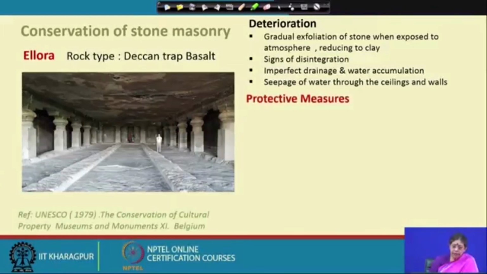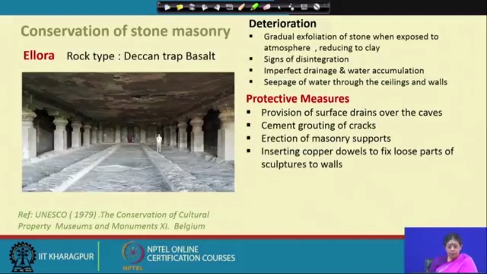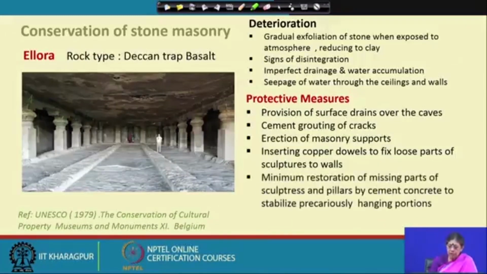So, let us see what the protective measures are here. The provision of surface drain, so the drainage of the water around the caves is very important. Cement grouting of the cracks, erection of masonry supports, and inserting coupled dowels to fix loose parts of the sculptures to the wall, almost similar to what we have seen in the elephant caves, and the minimum restoration of missing parts of the sculptures and pillars by cement concrete to stabilize precariously hanging portions. Again you see that the principle of minimum intervention was followed here. Whatever was required, it was done.